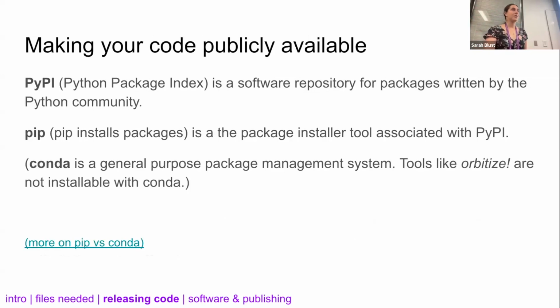Okay, so once you've tested your installation locally and you know that you can install the code correctly on your own machine, the next step is to make your code publicly available. The way that we're recommending you do this is with PyPI.